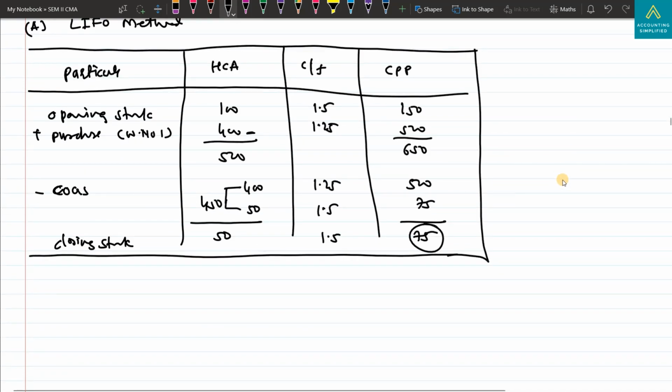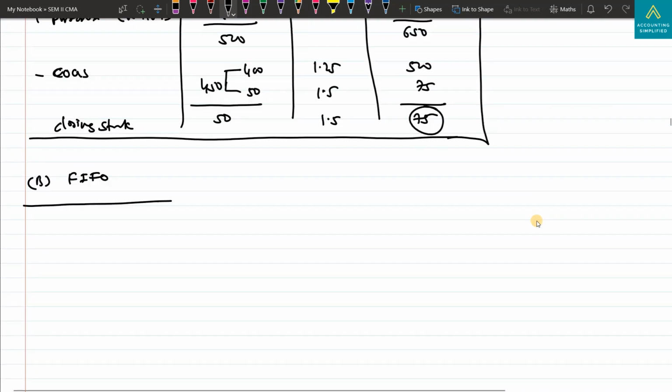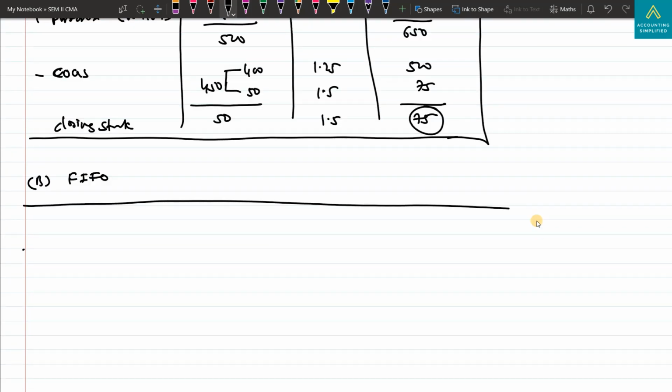Now we are going to calculate as per first in first out method. So I am writing FIFO method, right? The same thing. Again I am drawing these particulars.